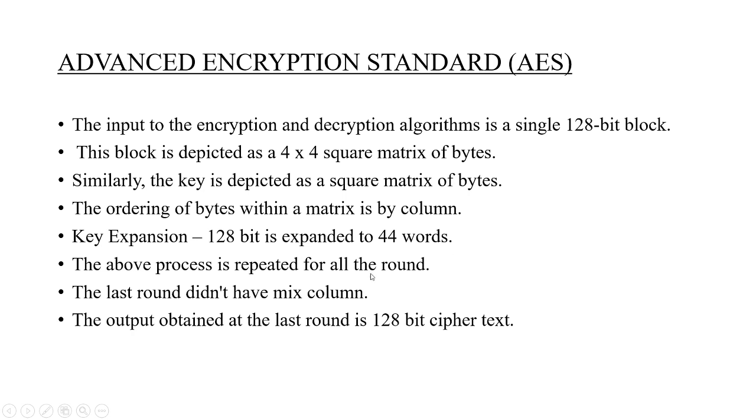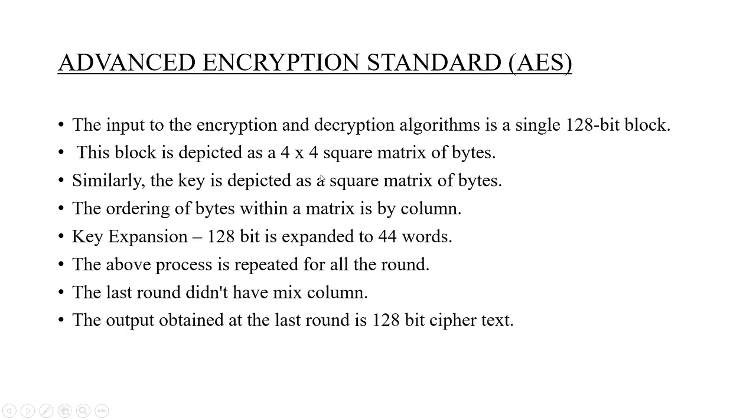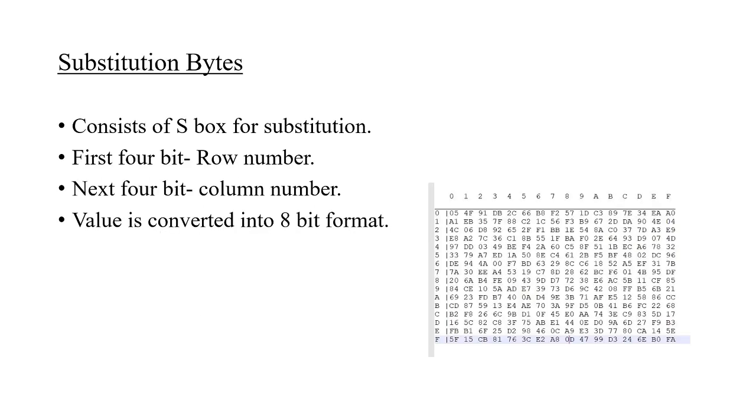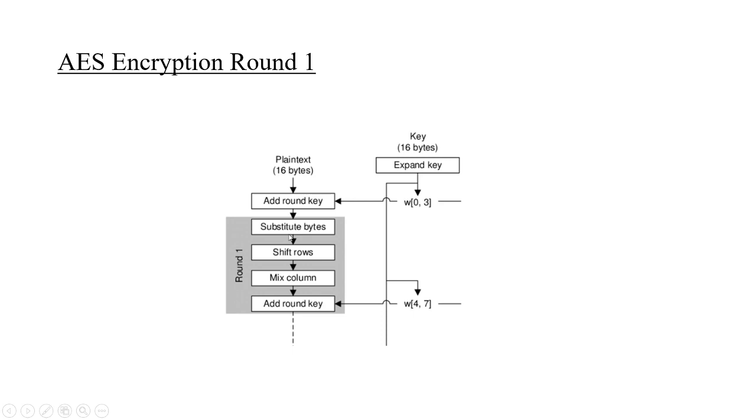So the input plain text, we know that it is 128 bit. It is represented by a 4 by 4 matrix in terms of bytes. Similarly, the key is also depicted as a square matrix of bytes. The ordering of bytes within a matrix is by column. Then we have to look at the 4 processes, that is substitute bytes, shift rows, mix columns, and add round keys.